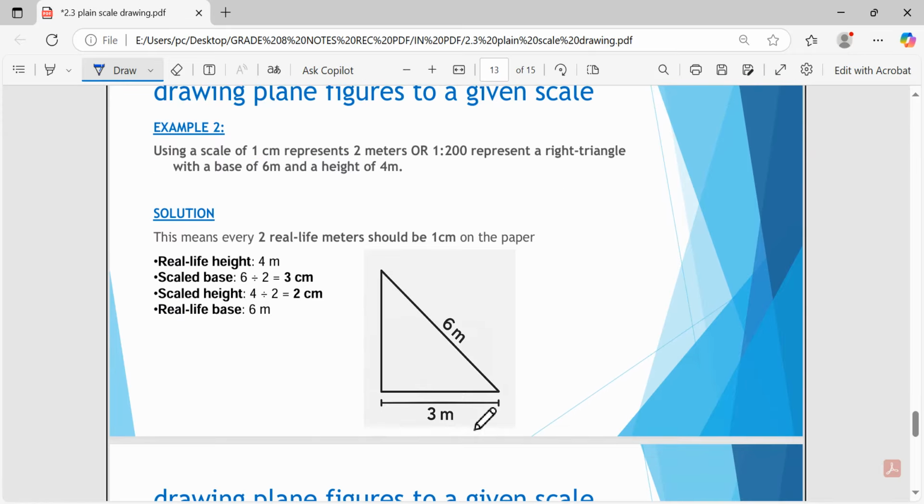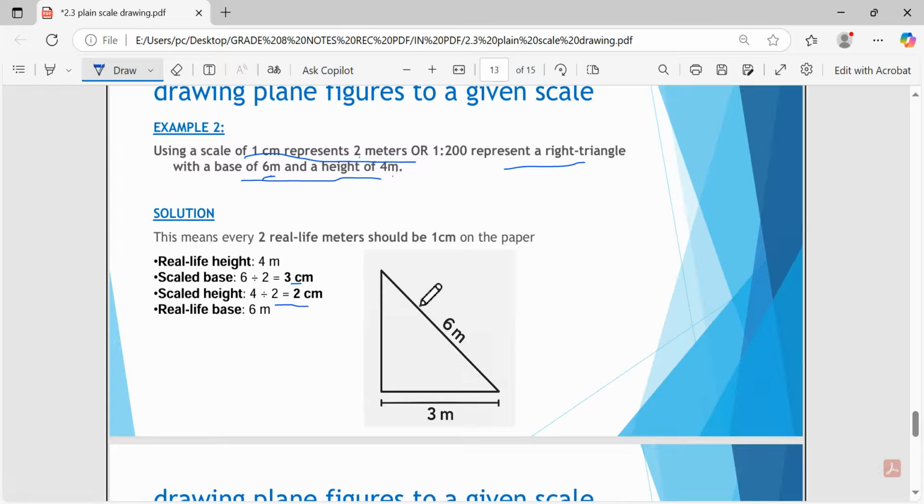Let's say, for example, you have a triangle like this. Then you're told, using a scale of, again, 1 centimeter to represent 2 meters, draw the right angle triangle with a base of 6 meters and a height of 4 meters. If 1 centimeter represents 2 meters in real life, how many centimeters will represent 6 meters? It is just 6 meters divided by 2 meters, where 6 divided by 2 is 3, so it is 3 centimeters. The 4 meters, we'll say if 1 centimeter represents 2 meters, what about the 4 meters? The 4 meters will be represented by 4 divided by 2, which is 2 centimeters.